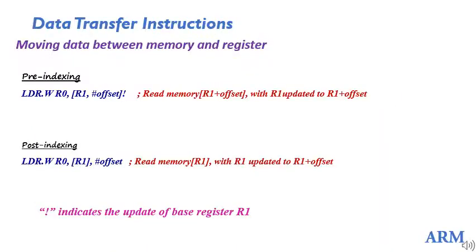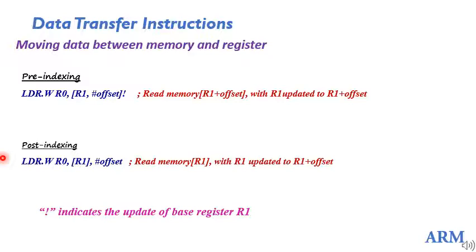The Cortex M3 processor also supports pre-indexing and post-indexing. Pre-indexing means the memory address is adjusted first and then the memory access takes place, whereas post-indexing means first the memory access takes place and then the memory address is adjusted. We'll learn that with the help of an example.